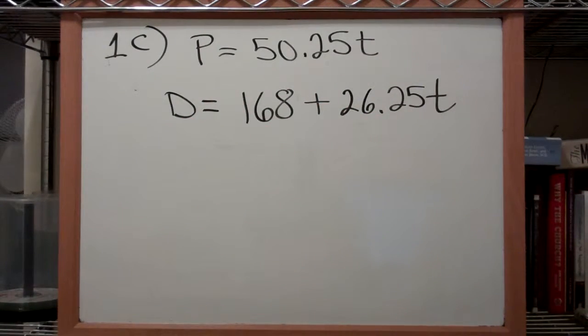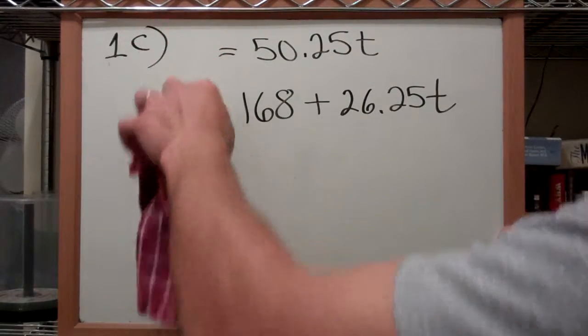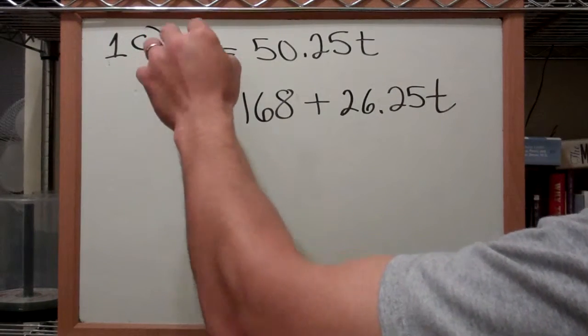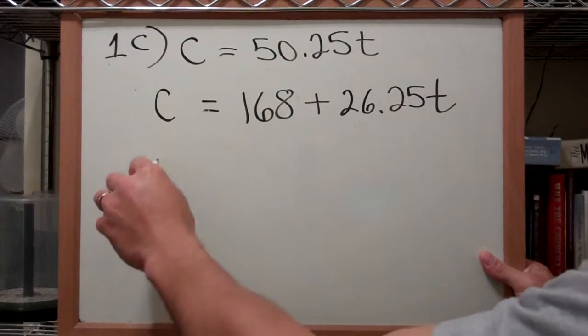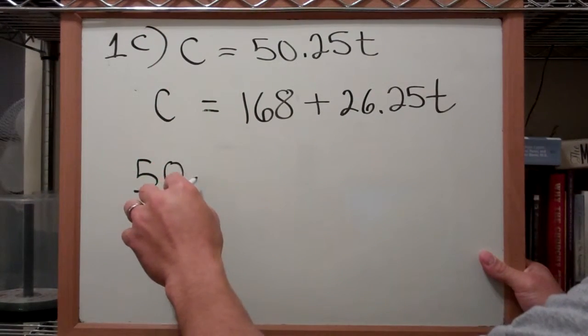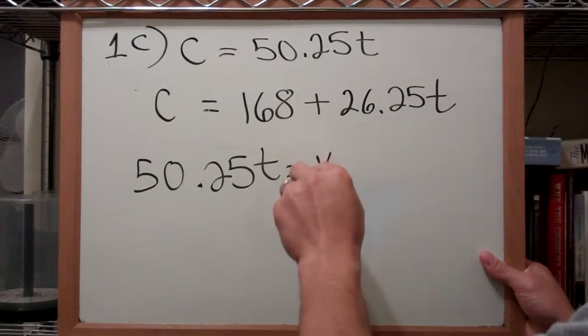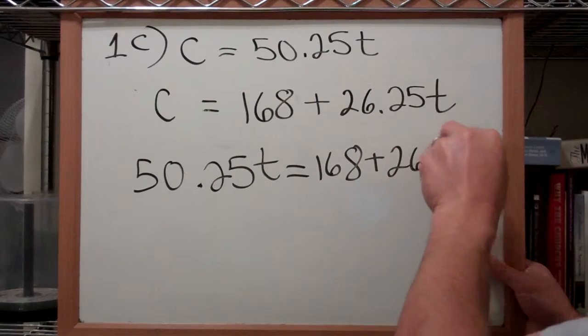Okay, so really what we can do here is we can say that both of these equations are going to be equal to the same number, so the cost. And since they're going to be equal to the same number, we can set them equal to each other. 50.25T equals 168 plus 26.25T.